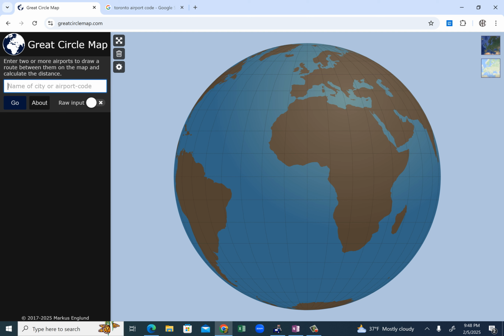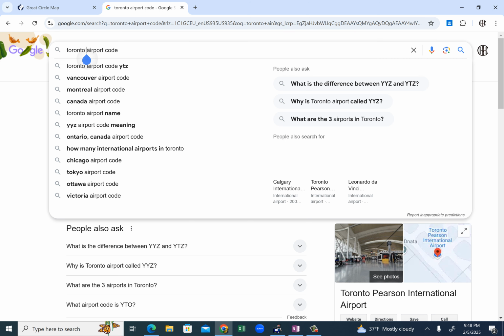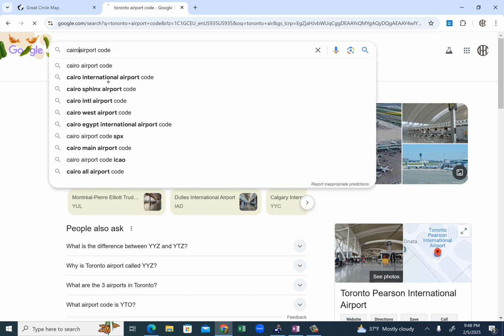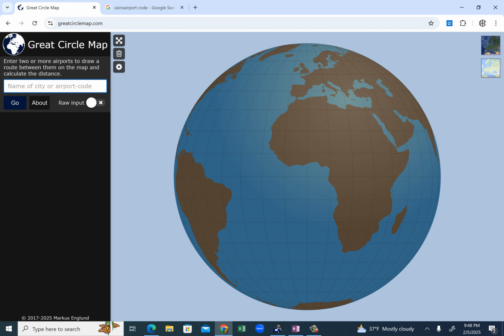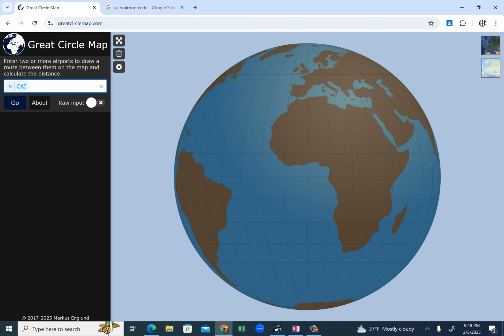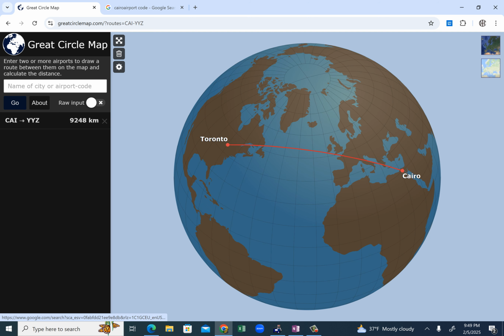So all I need to do is put in YYZ, and then we need to go to Cairo, and CAI, of course. It says enter 2 more airports to draw a line between them. I see what you have to do. There you go. Cool. And go. There it is, baby.